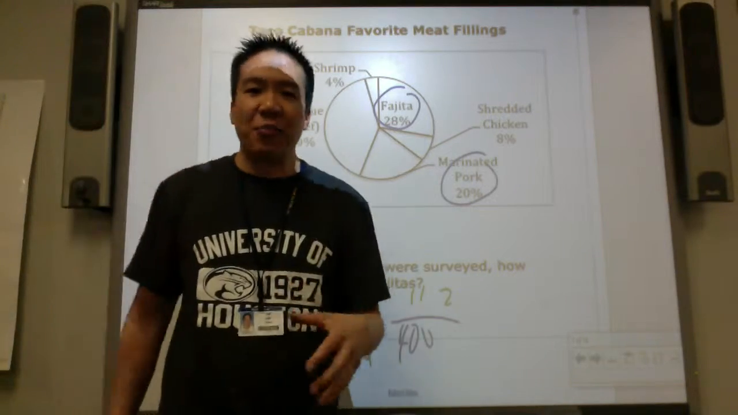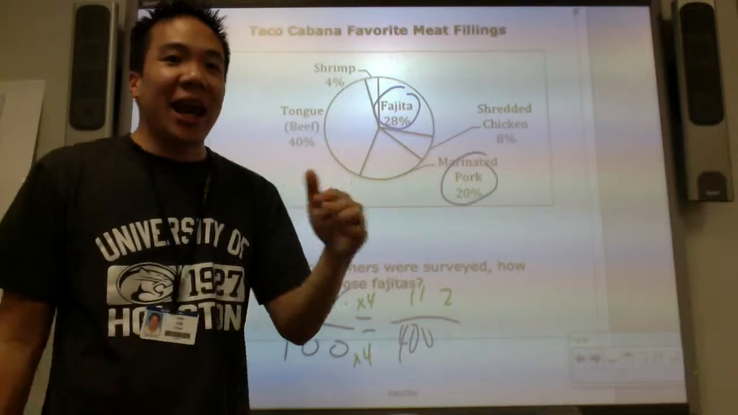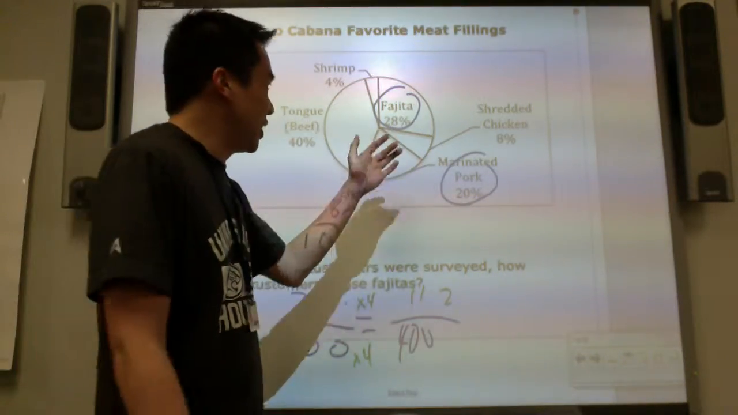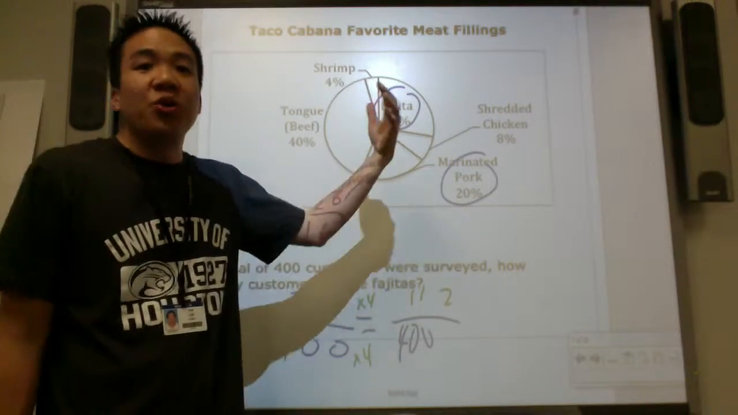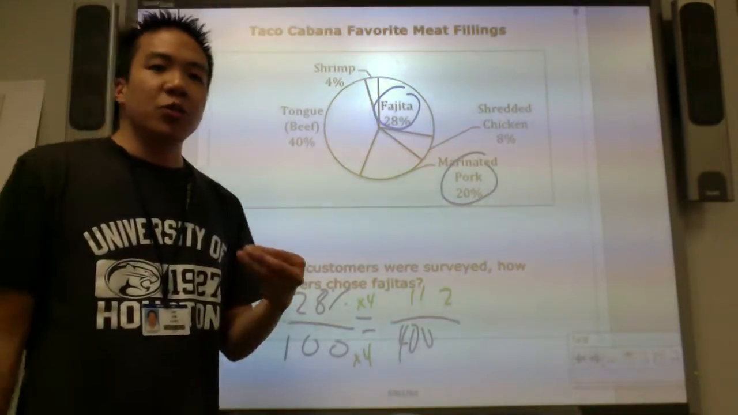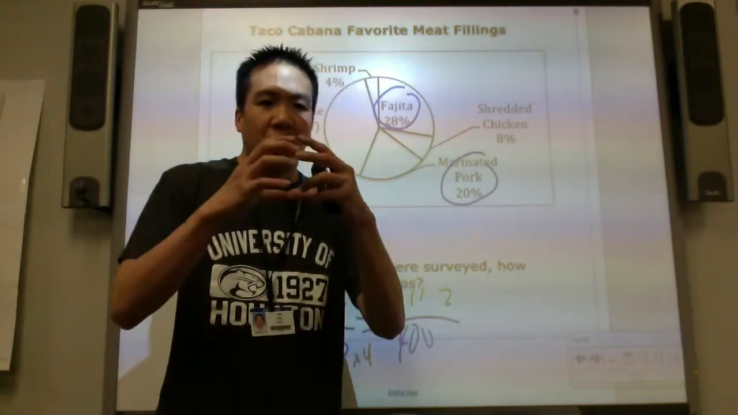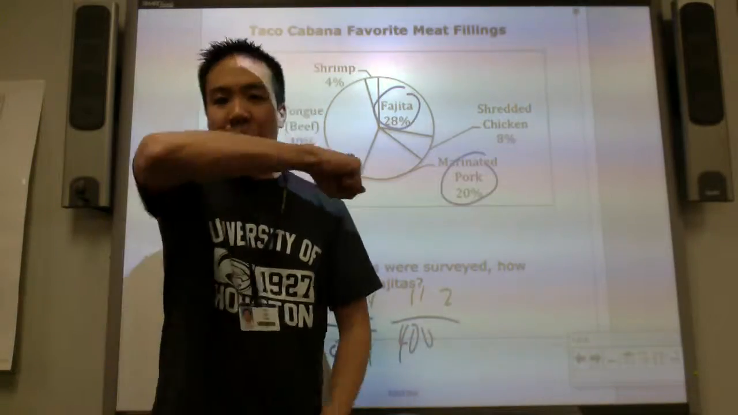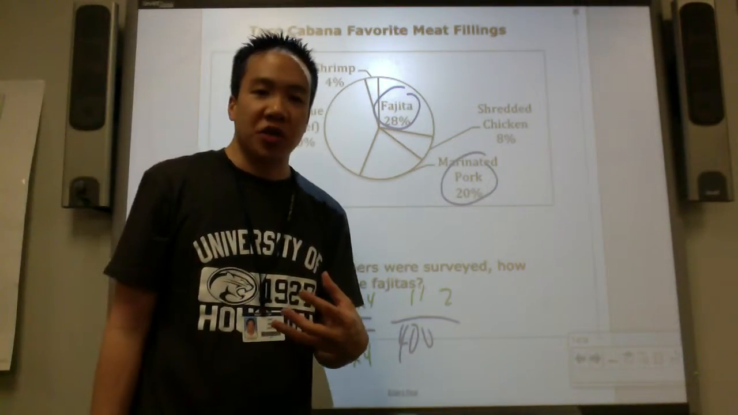However, it's never going to be that neat and easy where there's 100 customers, so 28% or 28 out of 100 customers like fajitas. It's always going to be a different number, like 200 customers, 250, 300, 500 customers. But now using what you know about percent of numbers and using the percent proportion, which is part to whole, percent per 100, you'll be able to find the different parts of the whole.